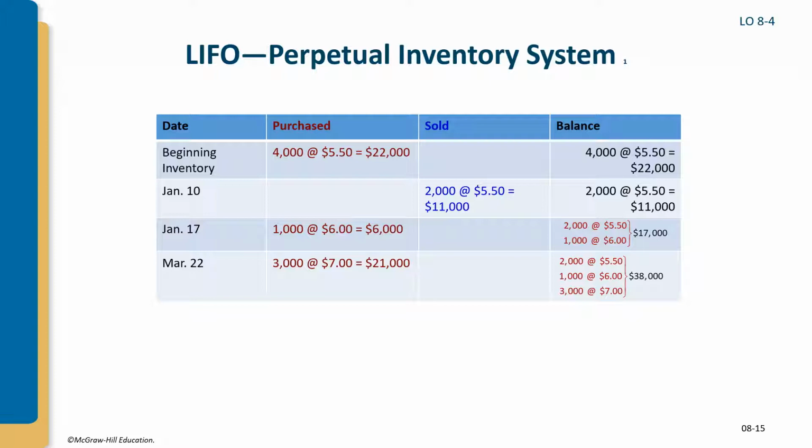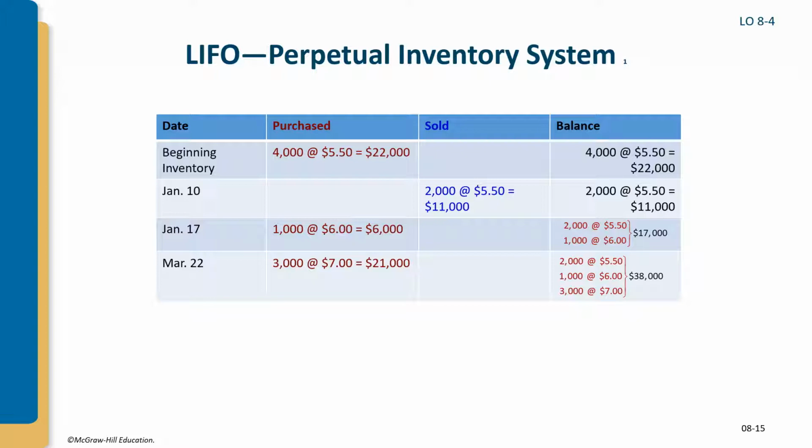Now, under the perpetual system, you're constantly removing inventory as you sell it. So it's a little different approach, kind of like what we saw with FIFO perpetual. So we start the beginning of the year with 4,000 units that cost $5.50 each. We sell 2,000 immediately on January 10th. Well, the only inventory items are those 4,000. So we remove 2,000 at $5.50 each. We have 2,000 remaining that cost $5.50 each.